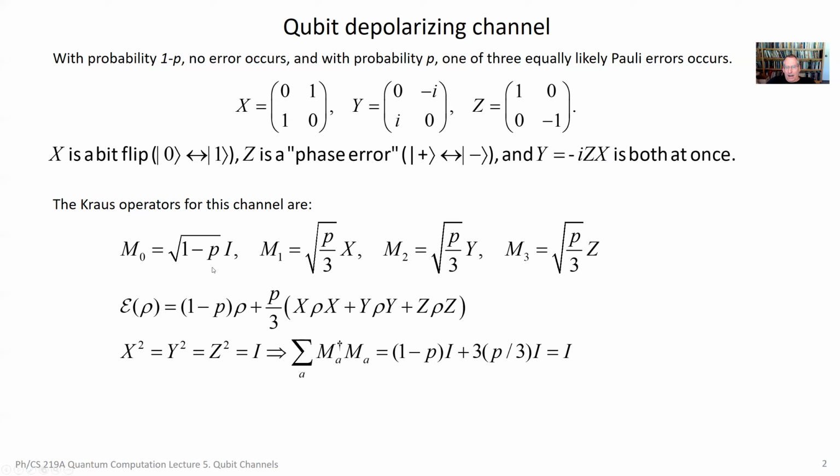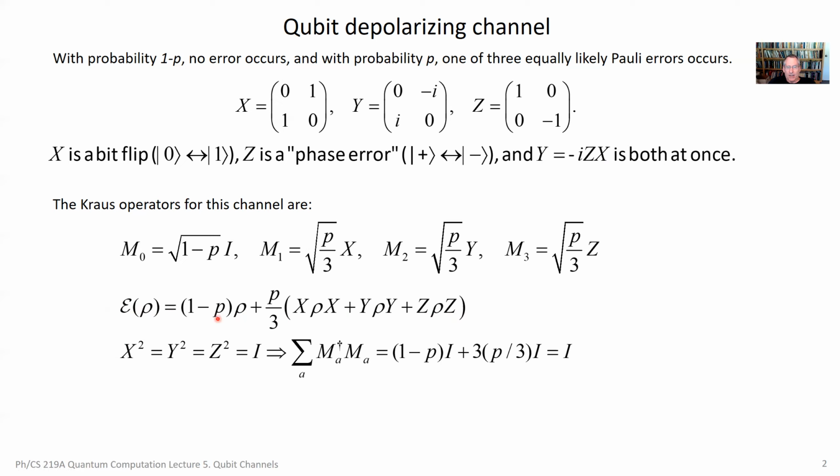So from M0 squared, I get 1 minus p times I. And for the other three terms, I get p over 3 times I. And because there are three terms, that adds up all together to p times I. And the sum of all M_a adjoint M_a is then just the identity, as it should be. Or we can see the same thing coming back here.